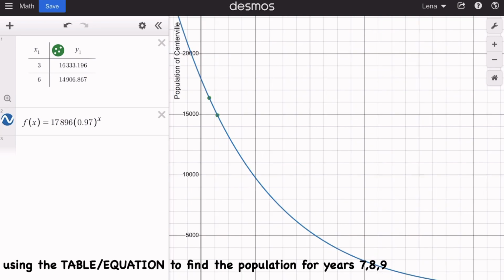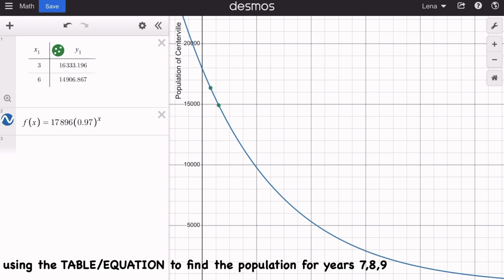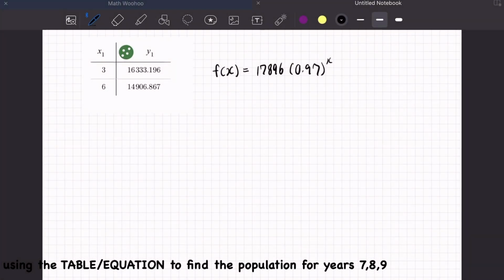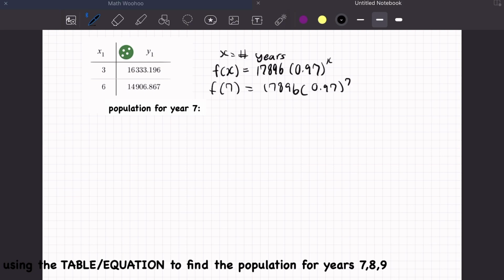Another method to find the population for year 7, 8, and 9 is by using the table, and we can fill out the table by using the function that we have solved for. So to do that, since we know that x represents the number of years, we can input 7 for x, and that will give us the population for that year. When we calculate it, it is about 14,460. And so this will be our population for year 7. You can do the same step for years 8 and 9.